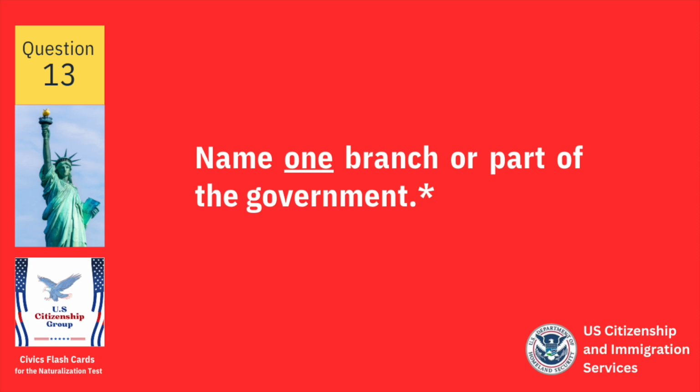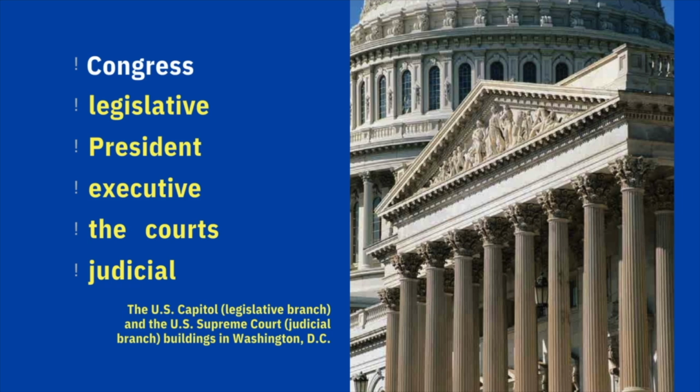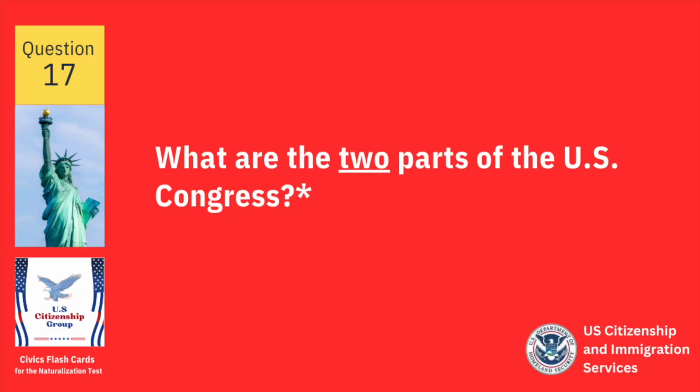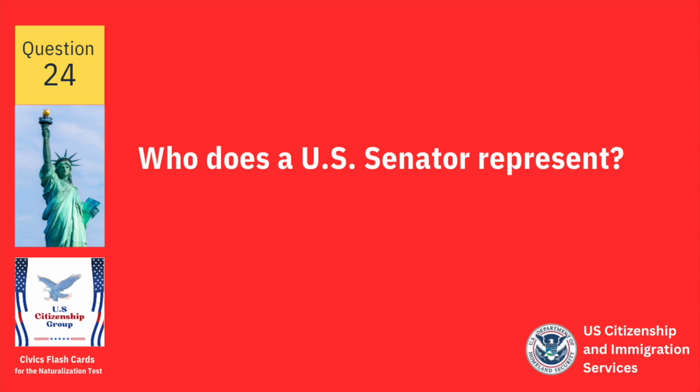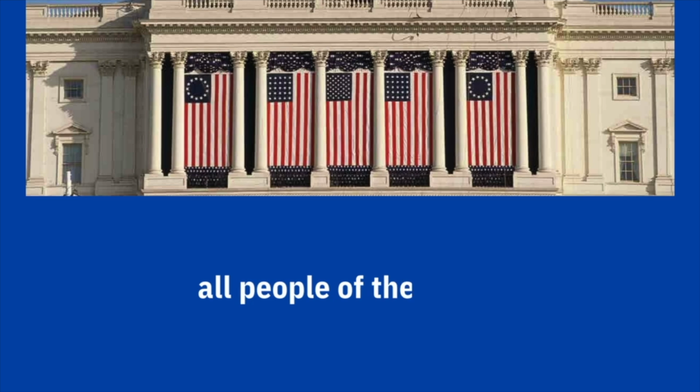Name one branch or part of the government. Congress. What are the two parts of the U.S. Congress? The Senate and House of Representatives. Who does a U.S. Senator represent? All people of the state.